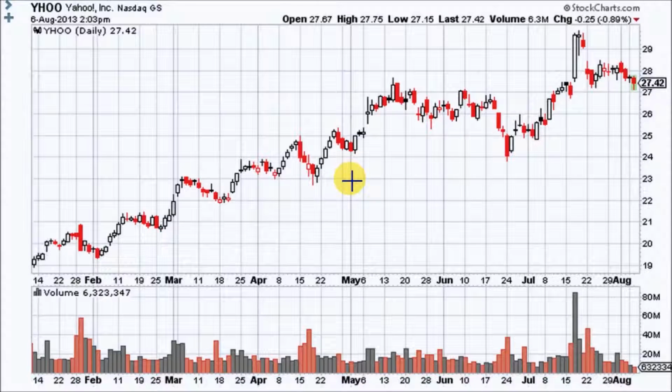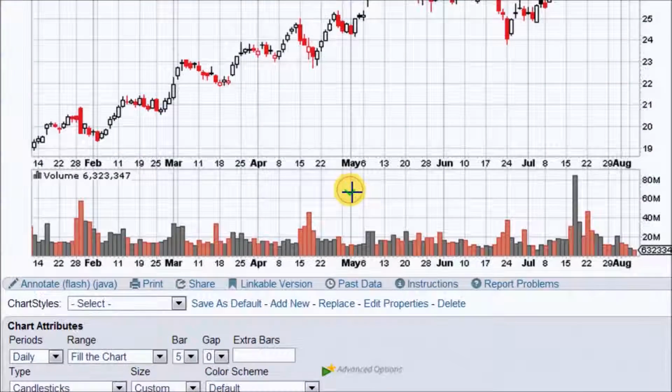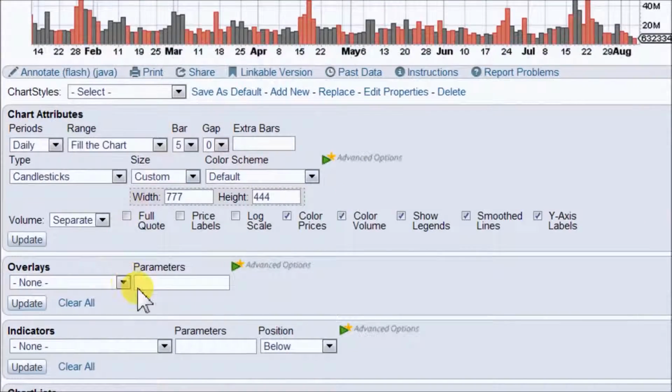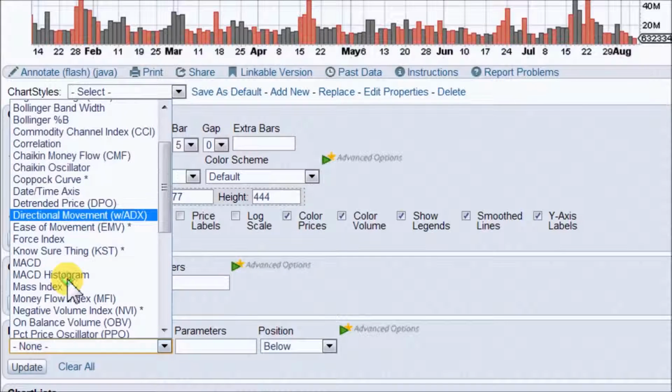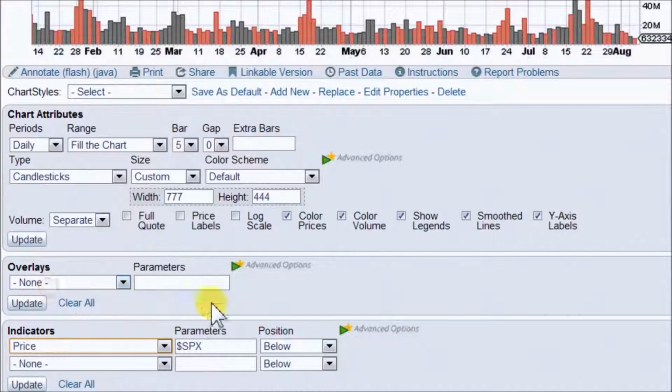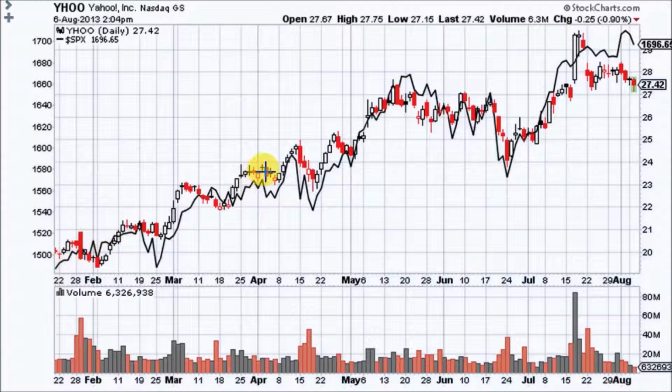Now let's say I wanted to compare Yahoo to the movements of the S&P 500. So let's go ahead and scroll down to the chart attributes area here at stockcharts.com, and in the indicators area, first of all, let's load up price. It's going to automatically load up the S&P 500. We want to put it behind the price. Go ahead and click update. And as you can see, it has a high correlation to the movements of the larger market.